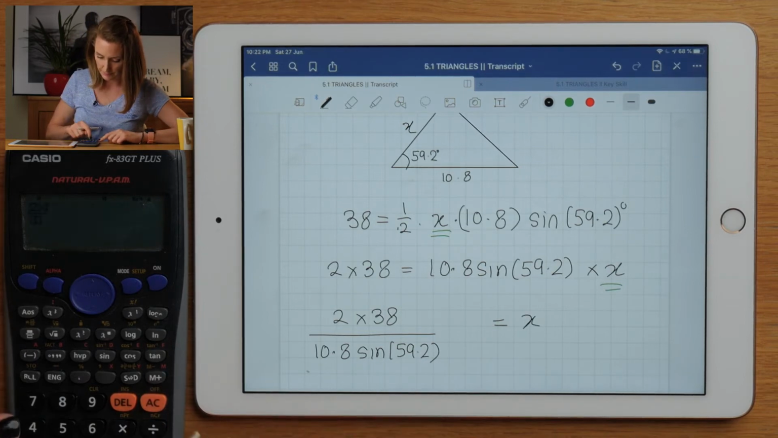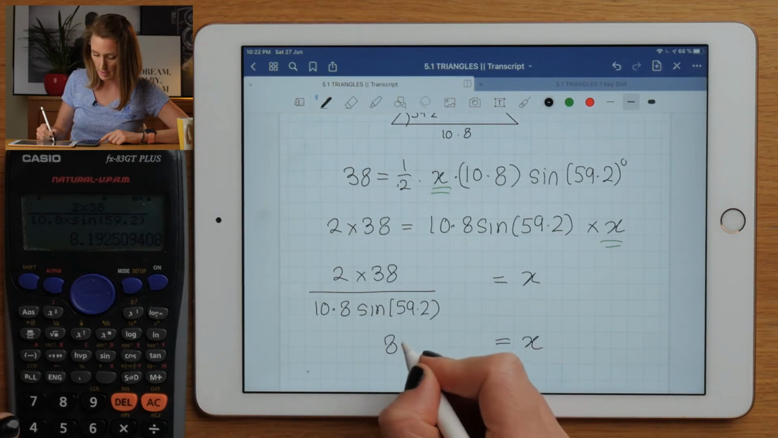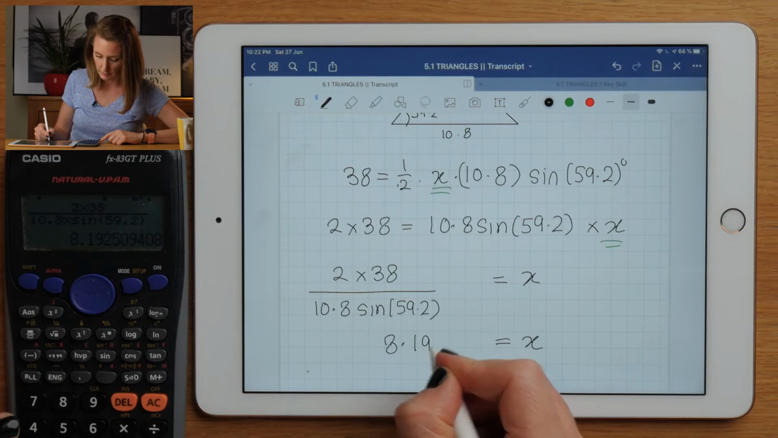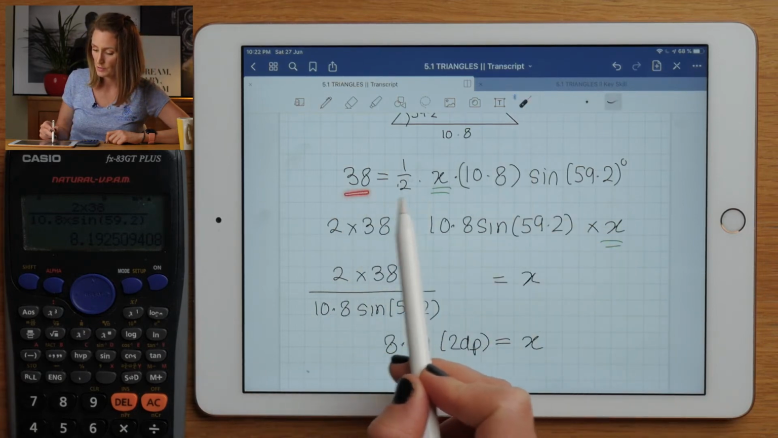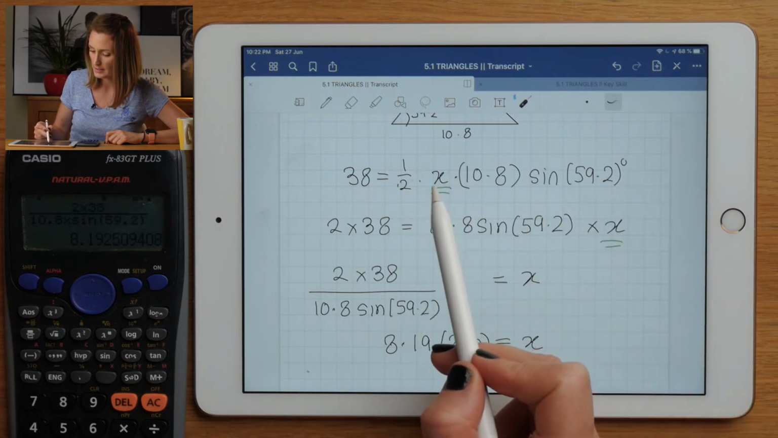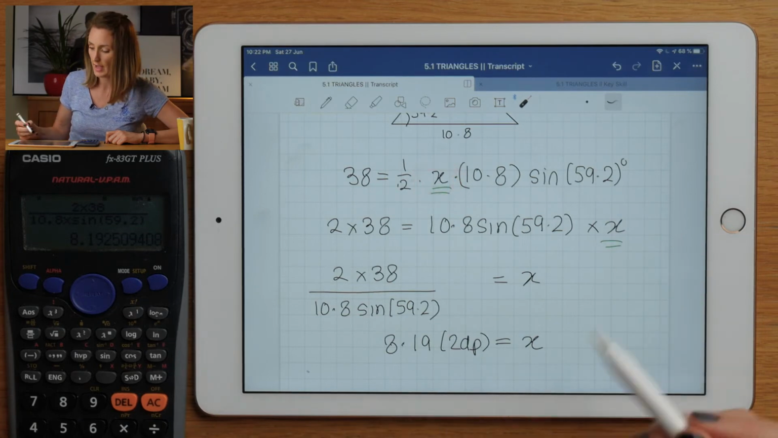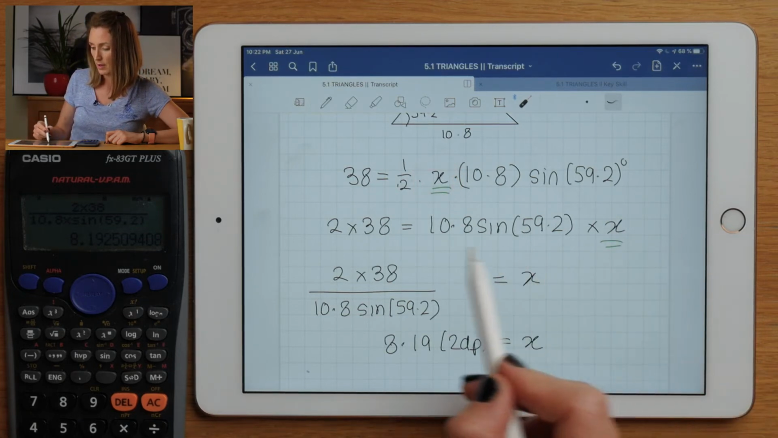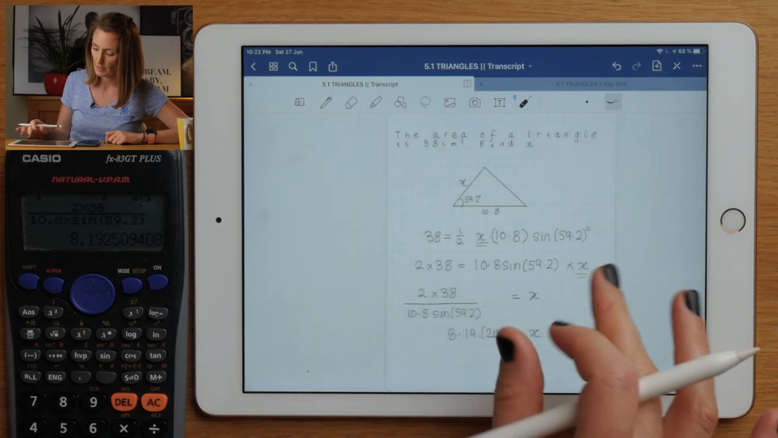Let's type it all in. 2 times 38 divided by 10.8 times sine 59.2, and x is equal to 8.19, 2 decimal places. So write your formula and then just substitute all the information in the correct place. Then isolate for x, or rearrange for x, or make x the subject of the formula by moving all of this from times by over here to divide by, and type it all in.